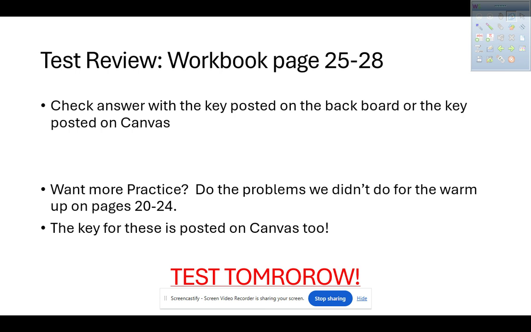If you wanted even more practice, I know some of you have come to see me at bonus blocks and wanted additional practice. We only did one problem of each for that warm up, but there were 2 problems per page on those. So there's 5 more problems on 20 through 24. That key's on Canvas too.